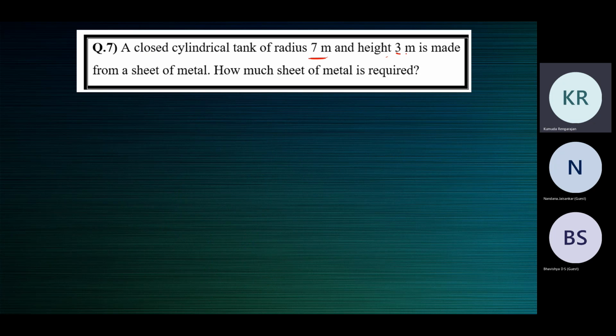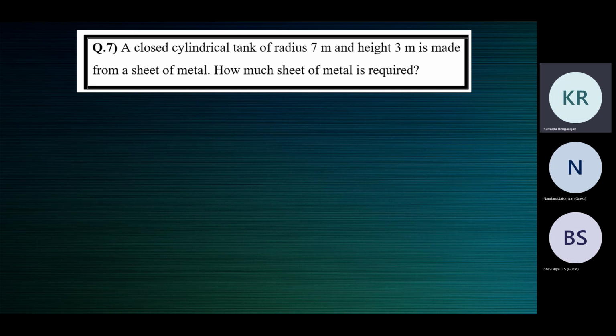Radius is given, height is given. Both are in meters. So the question is, how much sheet of metal is required to make the tank? It's a closed tank. Radius and height are given. It's made from sheet of metal. How much should you buy from the market to build this tank? So you have to find the total surface area, because the material will be used all over.